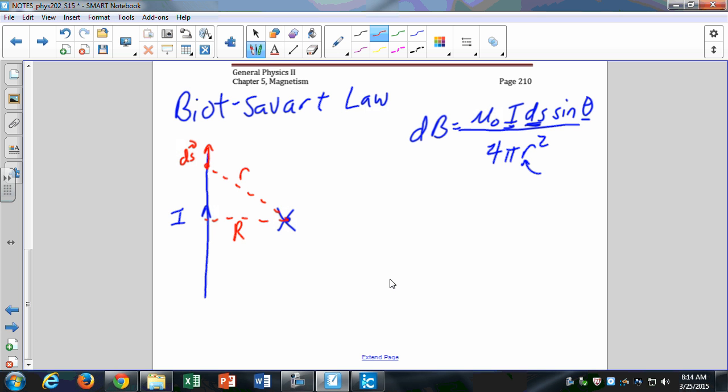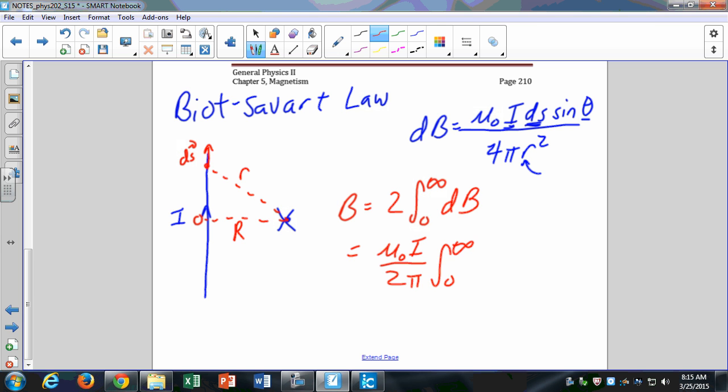So I can say then that the magnetic field is equal to twice the magnetic field if I integrate from 0 to infinity. So this is our 0 point right here of dB. All right, putting in our Biot-Savart law for our magnetic field, this is going to be mu naught I over 2 pi times the integral of 0 to infinity of sine theta ds over r squared. That's just putting in this for dB, and then I cancel out this 4 and just get a 2 right here. I can do this integral.